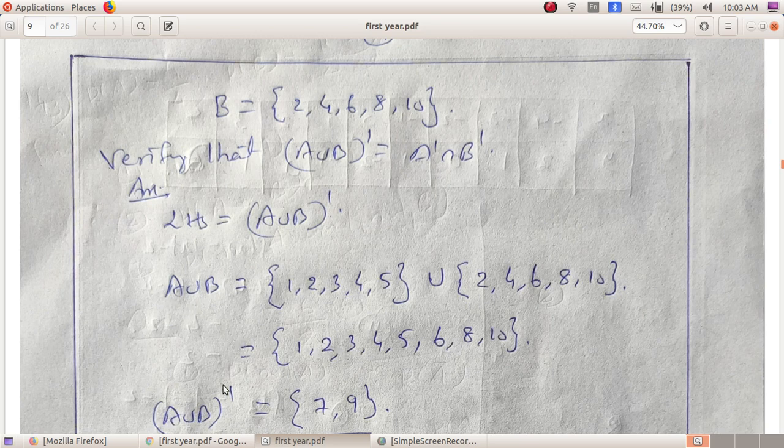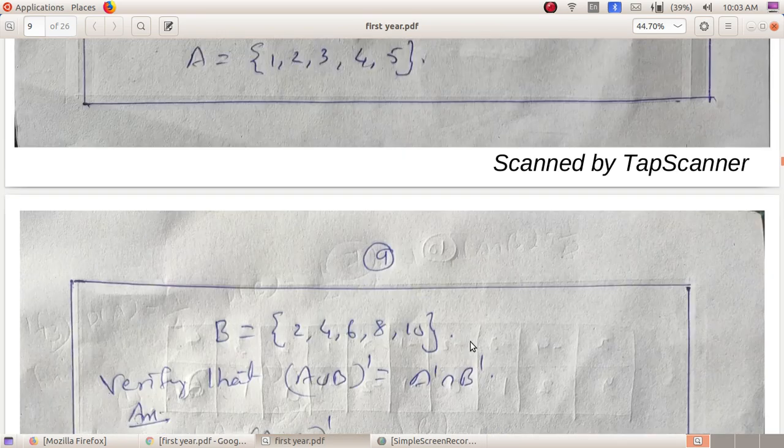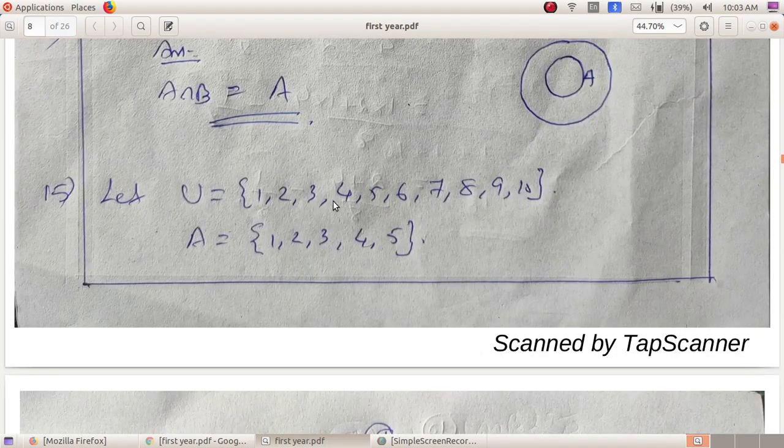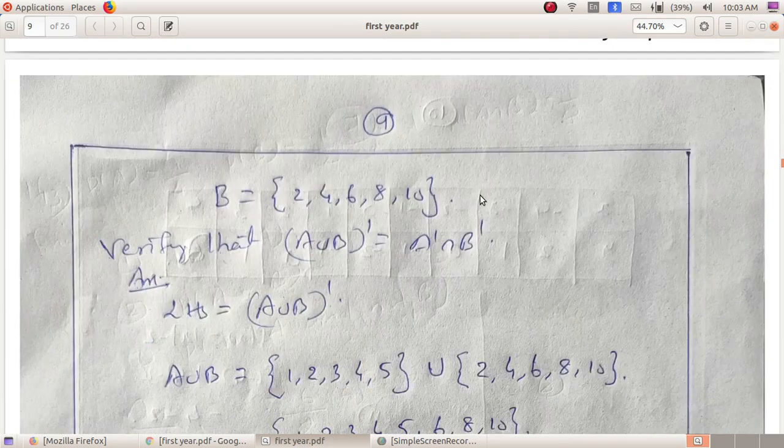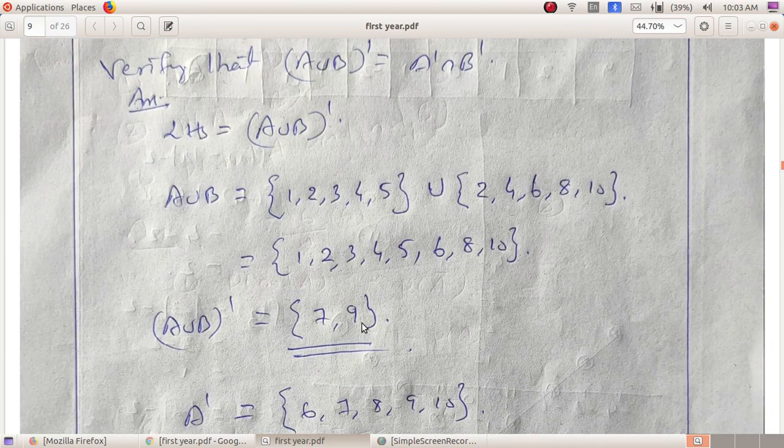Then what is (A union B) whole complement? Beyond this A union B, which elements are in the universal set? So here in A union B we have 1, 2, 3, 4, 5, 6, 8, 10. Which are the remaining numbers in the universal set? Remaining means 7 and 9, and 2. That is, (A union B) whole complement is the set {2, 7, 9}.